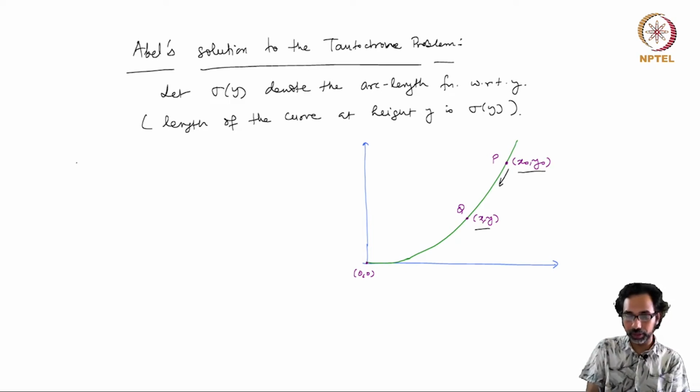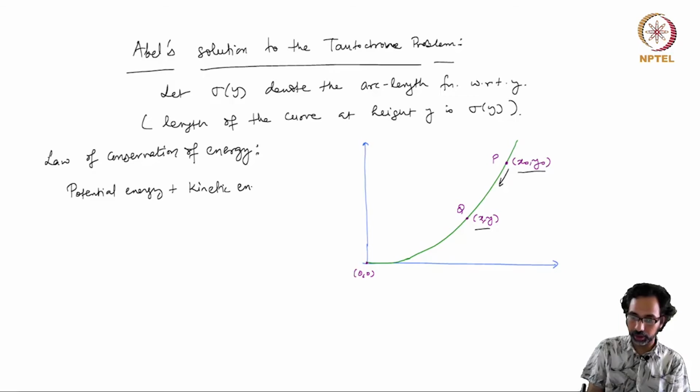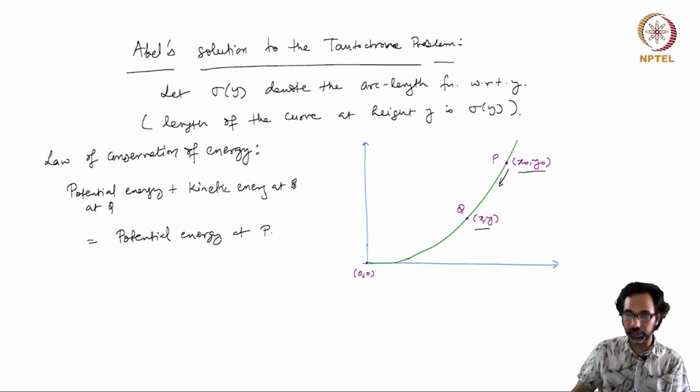So we will use the law of conservation of energy, which says that the potential energy plus kinetic energy at Q is equal to the potential energy at P. There is no kinetic energy at P because the bead is released from rest position.